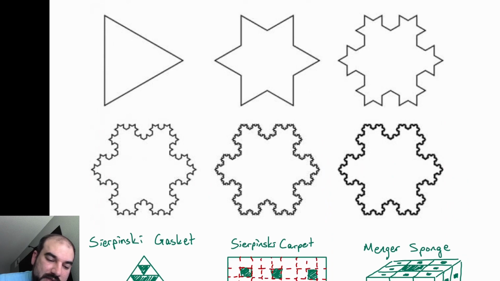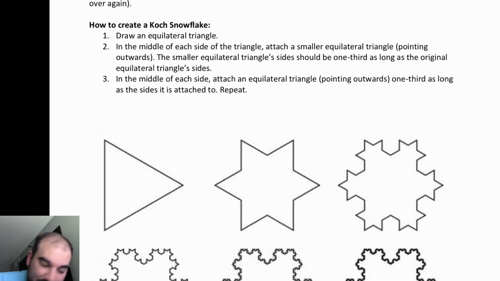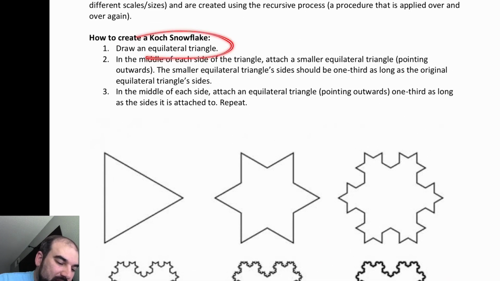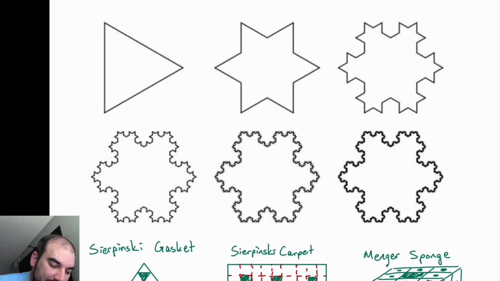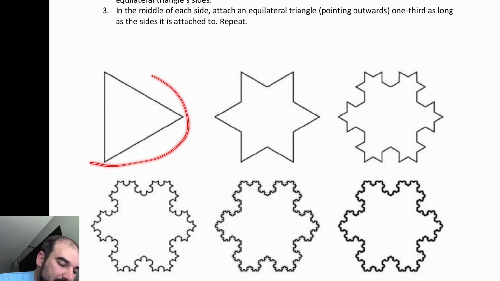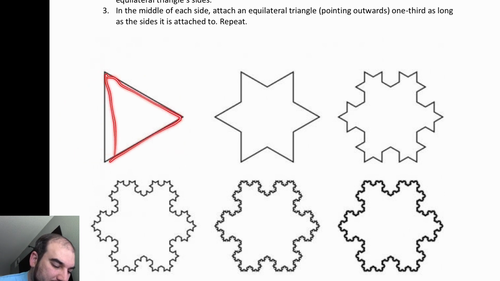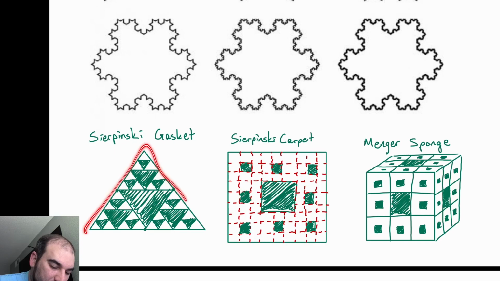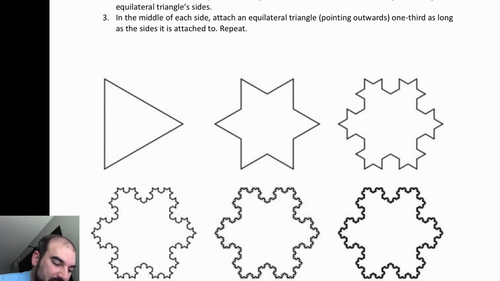But let's talk about the process. The process says we start with an equilateral triangle, so kind of like the Sierpinski gasket where we started with a triangle, we're also starting with a triangle in this one. Now it's oriented a little bit differently. It's not standing flat on one of the edges. It's more like a play button than a vertical up arrow. So we're starting with a play button triangle, equilateral.